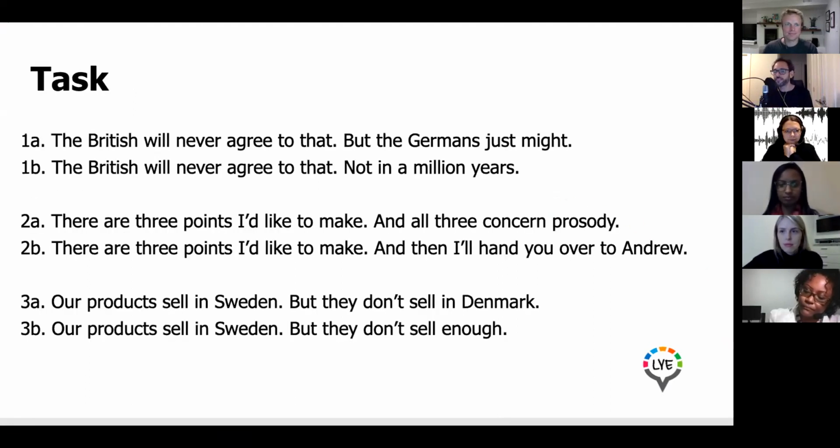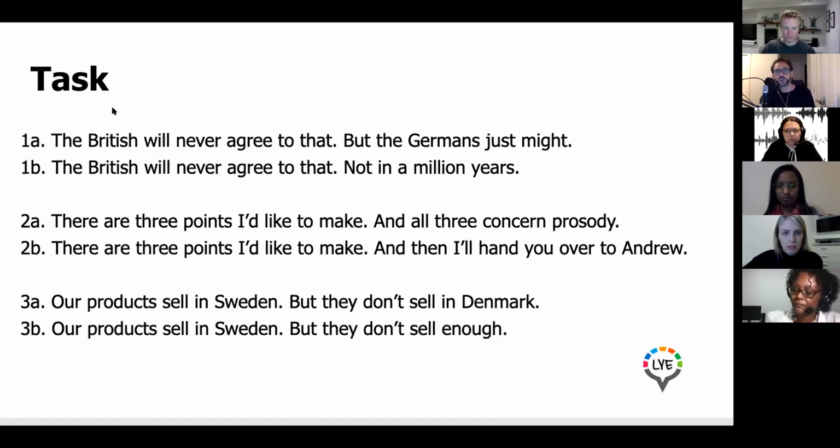So here's an example of a similar task that plays with that. As you can see, I'm giving you some more context. I am moving away from working with pronunciation at a sentence level.